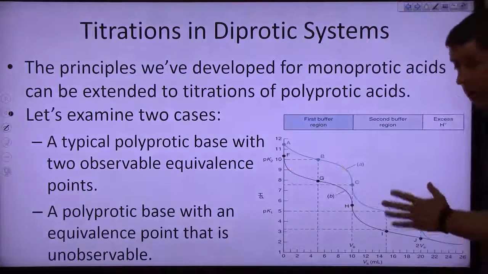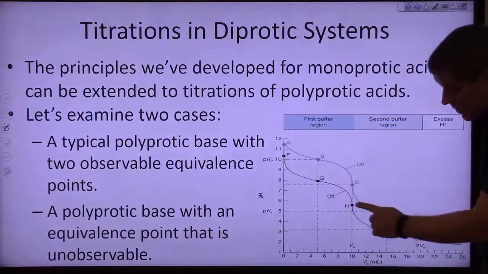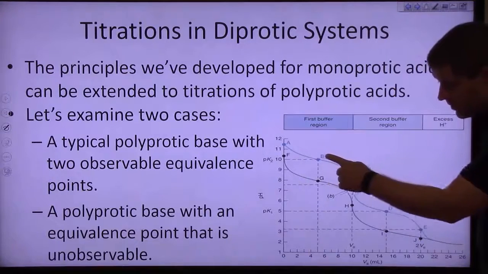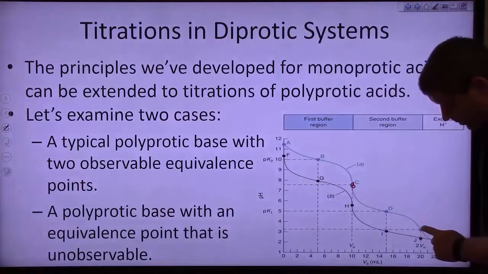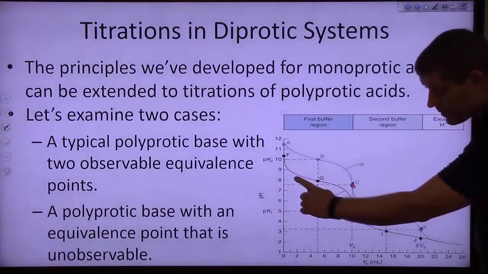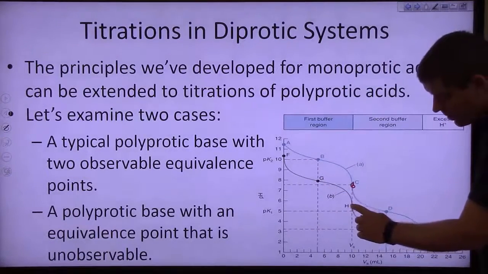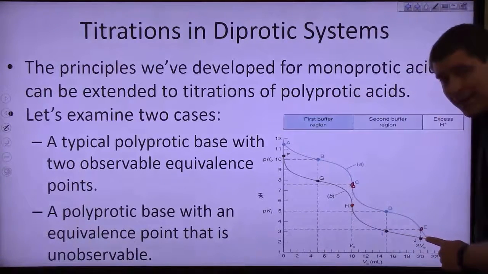Now those two are plotted over here. So the first one, where we have two observable equivalence points, is the top curve in blue, and you can see we have one equivalence point here at point C, and another equivalence point there at point D. In the second case, we have the bottom trace. There we have an equivalence point here at H, and our second equivalence point is at point J, but you can't tell that that's the equivalence point.